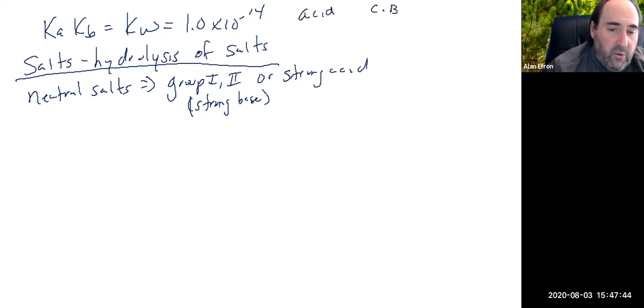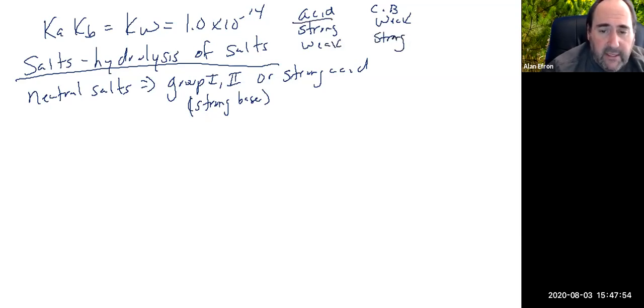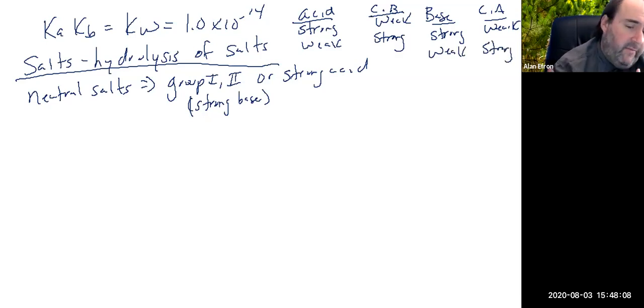If the acid is strong, its conjugate base is going to be relatively weak. And if the acid is weak, the conjugate base is going to be relatively strong. And the same thing happens with bases and their conjugate acids. If we have a strong base, its conjugate acid is going to be relatively weak. And if we have a weak base, its conjugate acid is going to be relatively strong. So that opposite relationship really does come into play with the salts part that we talked about and the hydrolysis here.